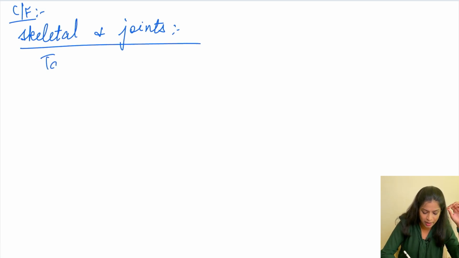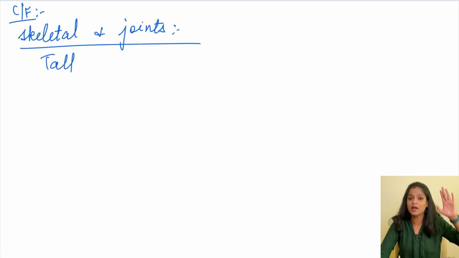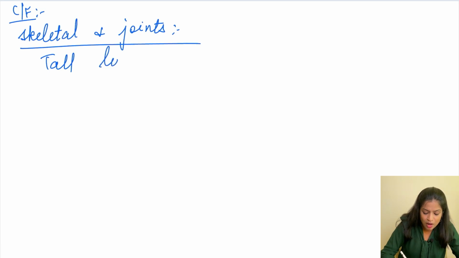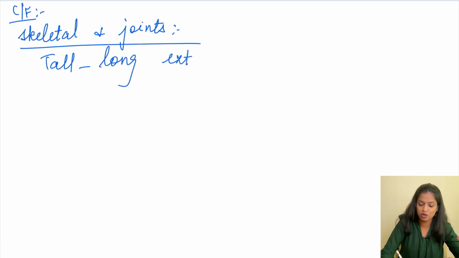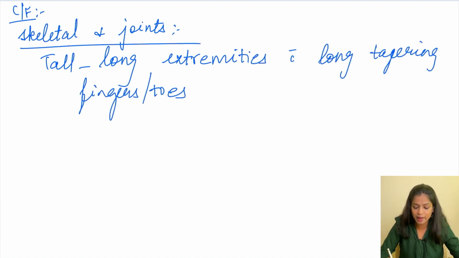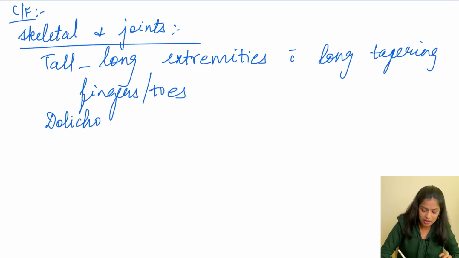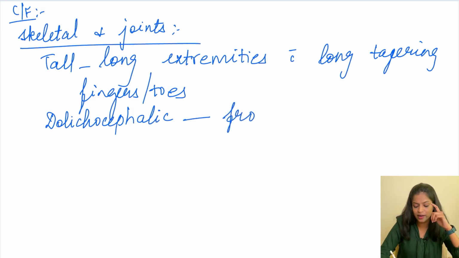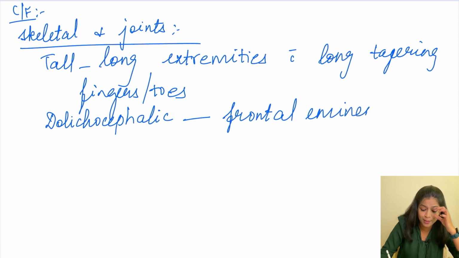The patient is going to be unusually tall, very tall, and then they'll have very long extremities. Both the feet and the hands are going to be very long with long tapering fingers. And these long tapering fingers are what we call arachnodactyly. Apart from that, the head is also going to be long. So long headed, that we call dolichocephalic. They'll also have frontal eminences. The supraorbital ridge and the frontal eminences are going to be quite prominent.